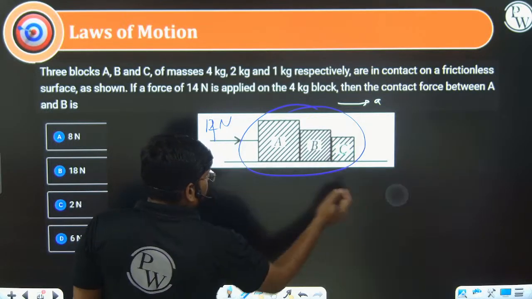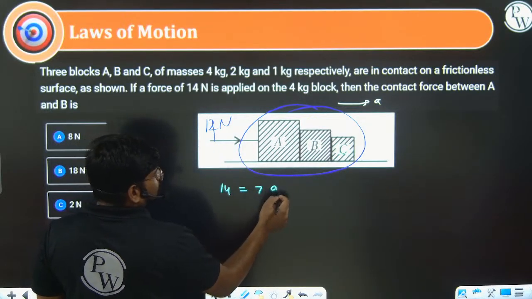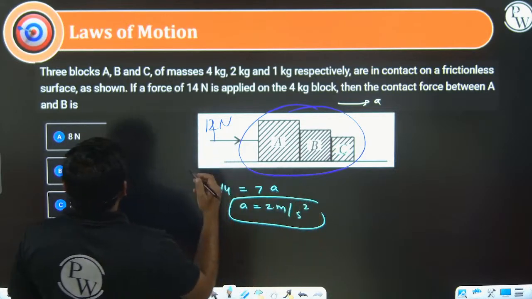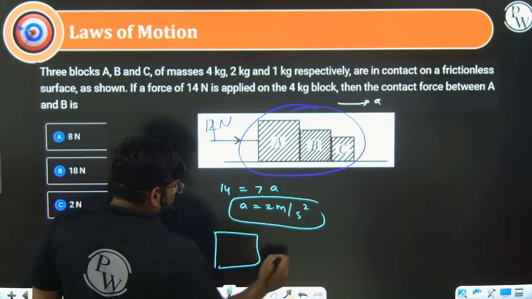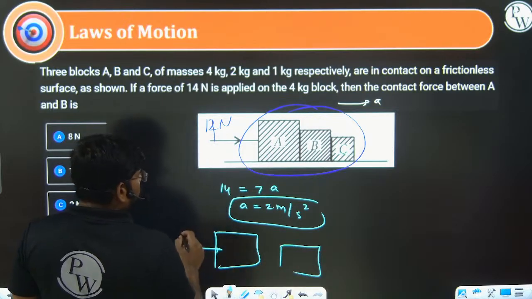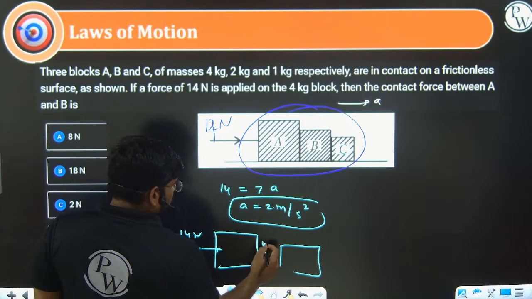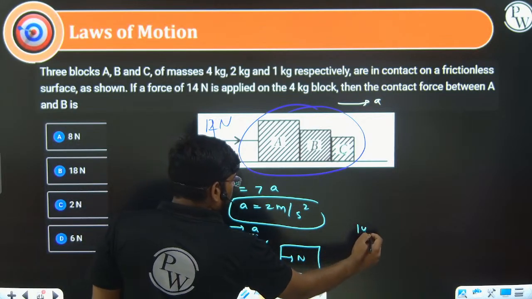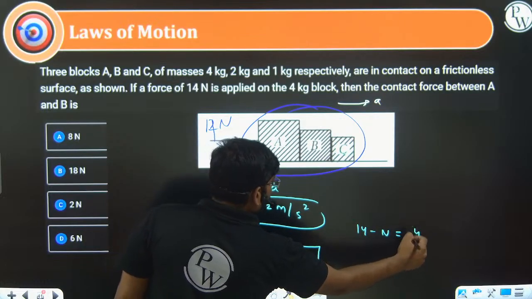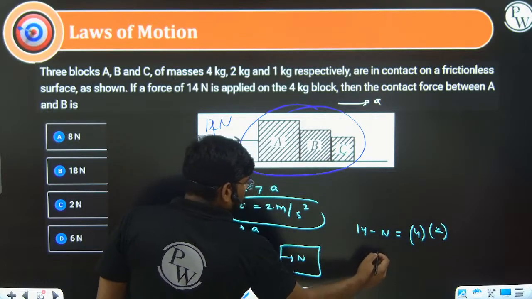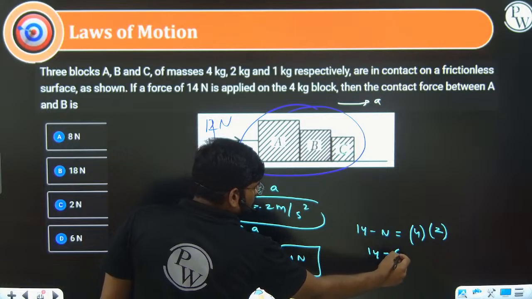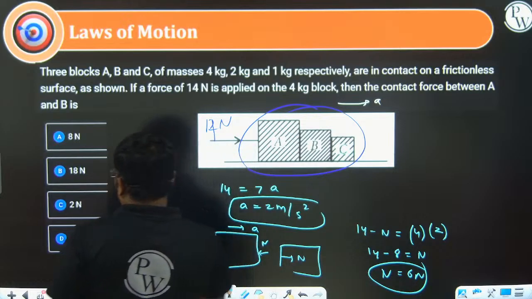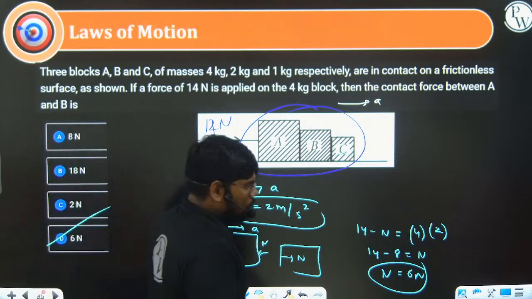Then net force 14 is equal to total mass into acceleration. So a is equal to 2. We want to find the force between A and B. If you draw the free body diagram between A and B, here 14, here is a normal reaction. We can take only one, this one is enough. So what you can write? 14 minus N is equal to mass into acceleration. So 14 minus 8 is equal to N, which is 6 newtons. Okay, this is it. So these are the questions for today's session.